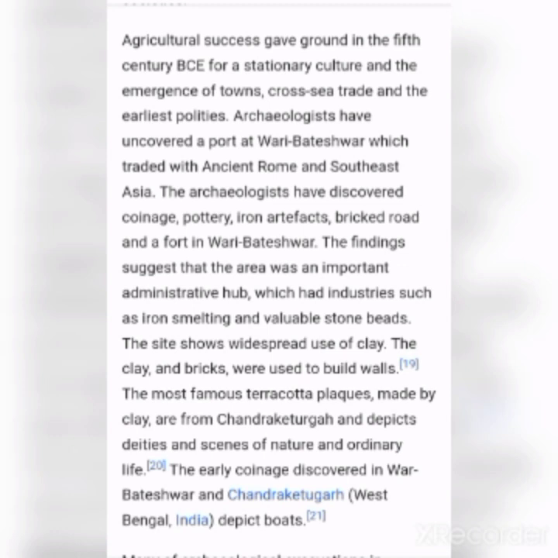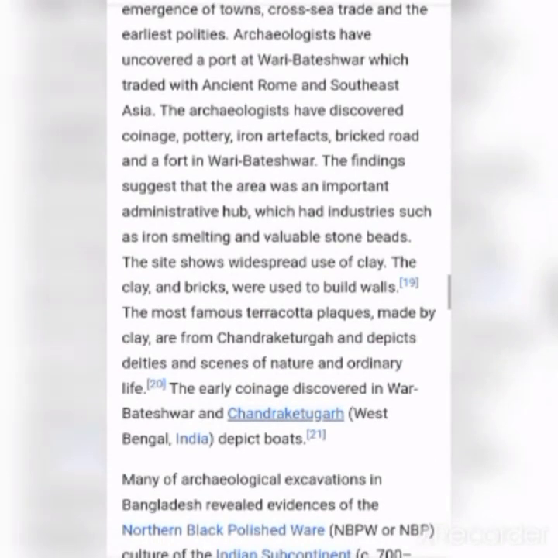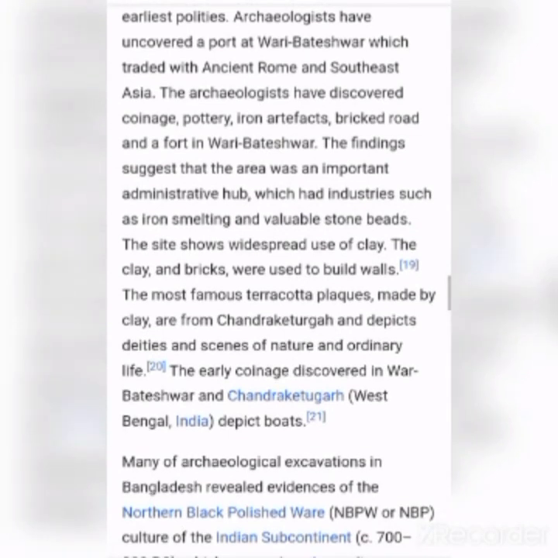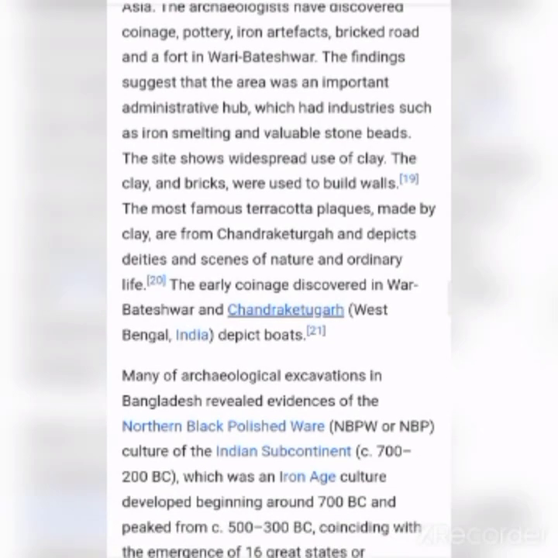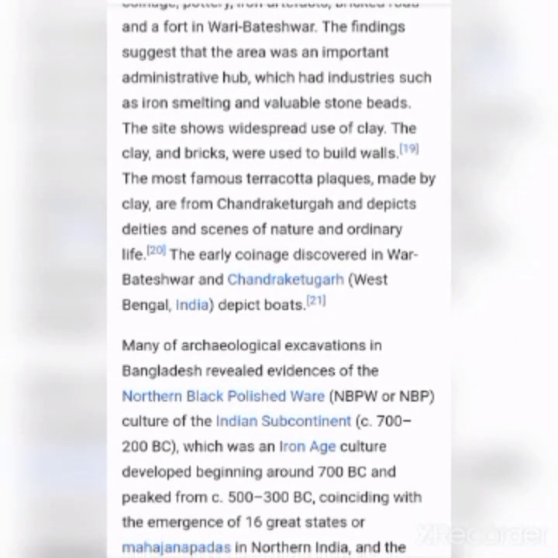The site shows widespread use of clay. The clay and bricks were used to build walls. The most famous terracotta plaques made of clay are from Chandraketugarh and depict details of life, and the early coinage discovered in Wari Bateshwar and West Bengal depict boats.